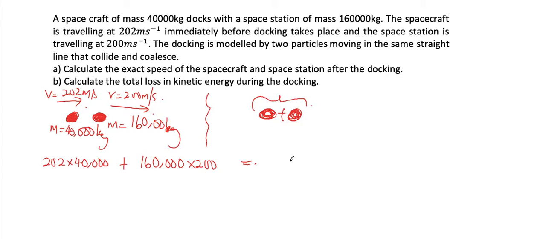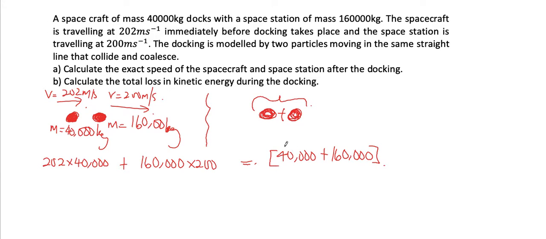And after collision, both attach together: 40,000 plus 160,000. When they coalesce, they are joining together because of the collision. Sometimes we see that due to a collision, two vehicles are attached together, and they move together for a short distance before they stop. That's what happens here.